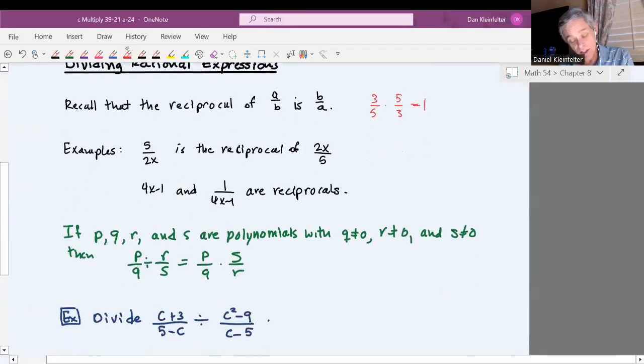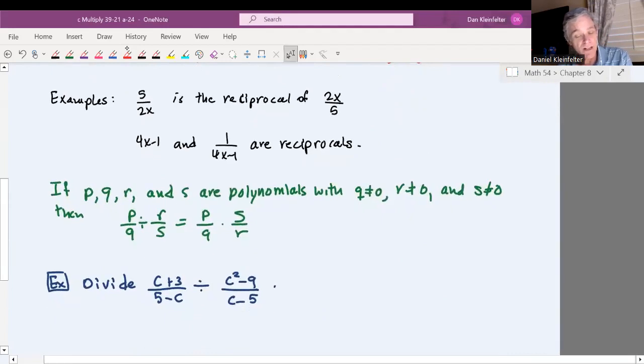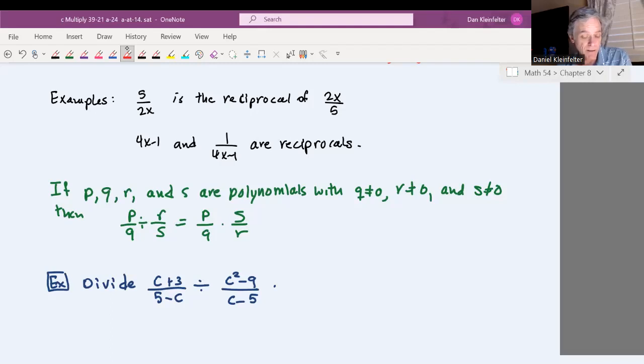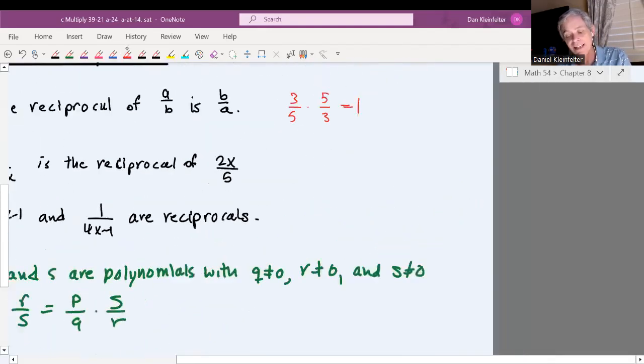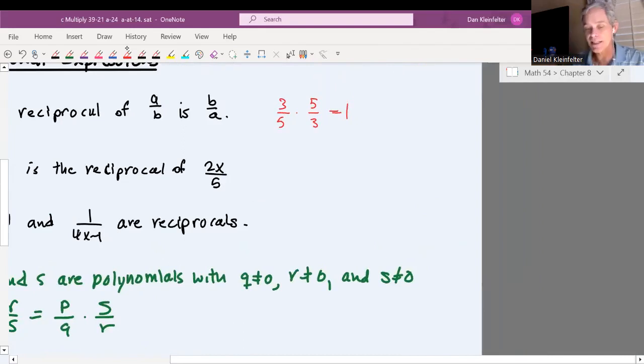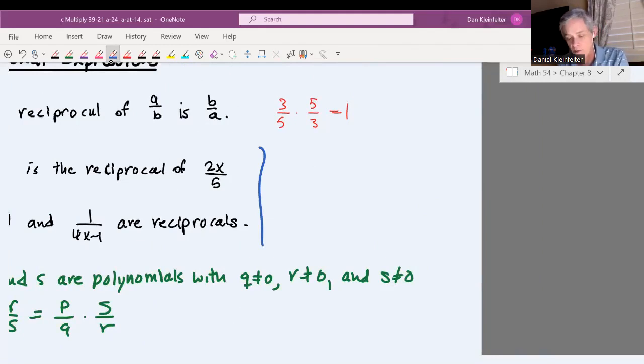So directions for doing division. If you've got 4 polynomials, p, q, r, and s, q, r, and s are non-zero, and you want to take p over q and divide it by r over s, you keep the first fraction the same, it's still p over q, but you turn the division to multiplication and then form the reciprocal of the second fraction. If you learned about division of fractions involving inverting and multiplying, that's this. So let me do a numerical example first, and then we'll do some algebra ones.